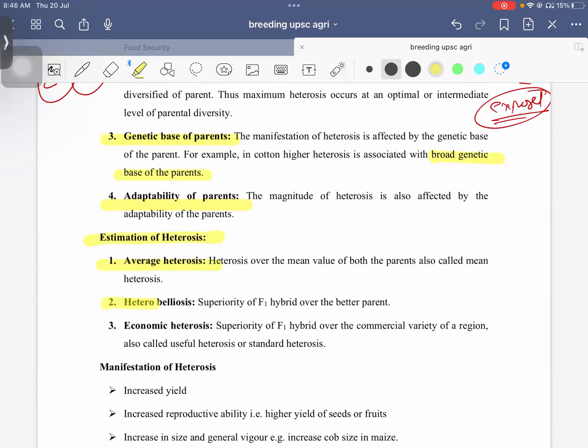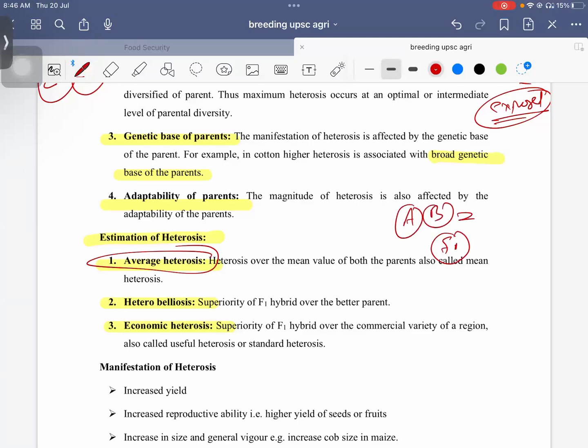Then estimation of heterosis. We have three types: average heterosis, heterobeltiosis, and economic heterosis. In average heterosis, the F1 will be better than the parents A and B with respect to the average. Like if this is 5 and this is 5, the average is 5. If F1 is giving 7 kgs, then this is average heterosis: when you average the parents you get 5, and 7 is better than 5. That is the mean value of the parents.